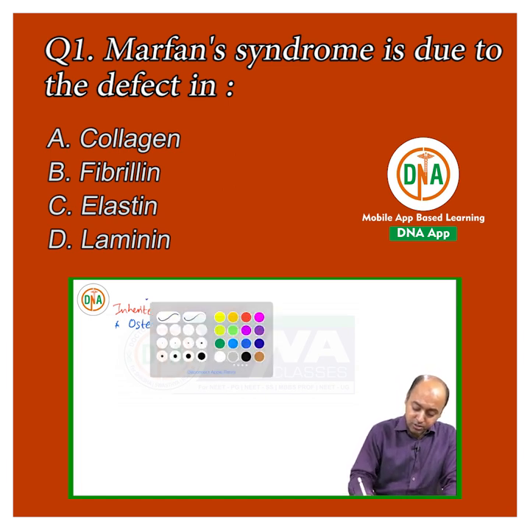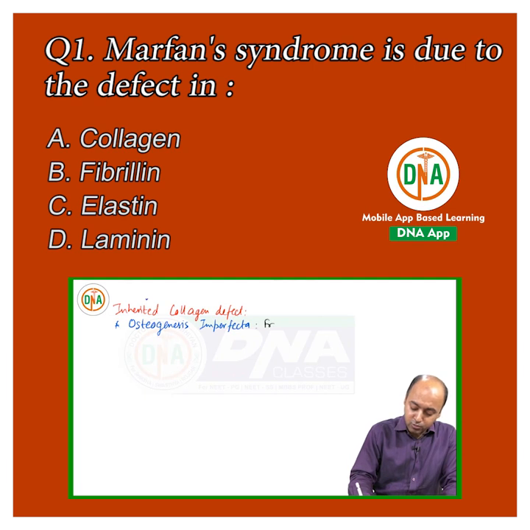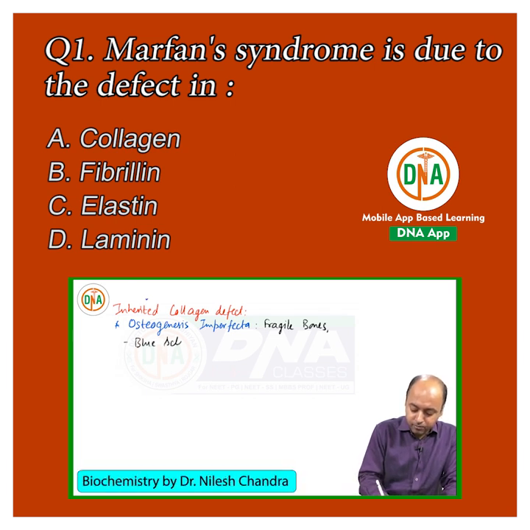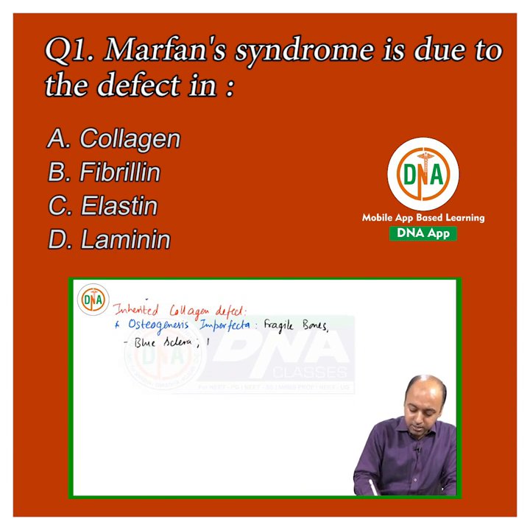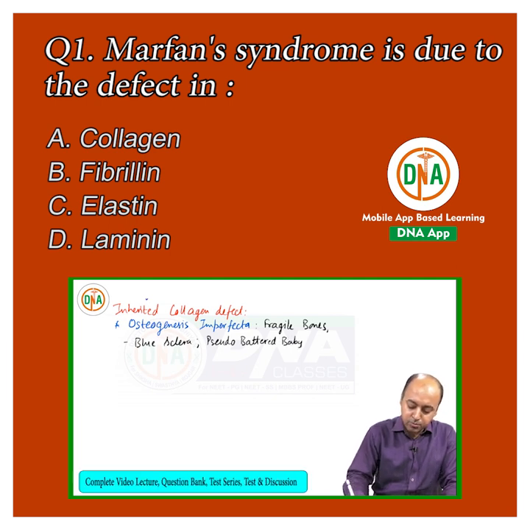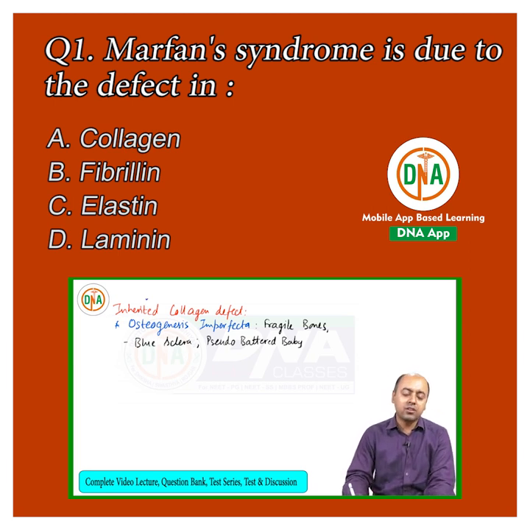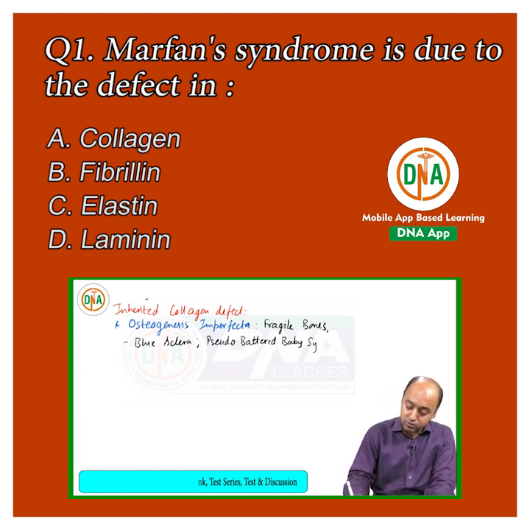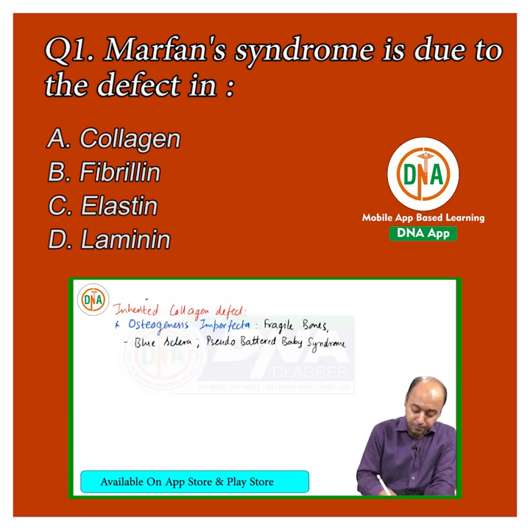Typically in osteogenesis imperfecta, you will find fragile bones. At birth, you will find blue sclera, and the condition is described as pseudo battered baby syndrome due to frequent fractures. Just like in an abused baby, we have multiple fractures. So it is also known as the pseudo battered baby syndrome.